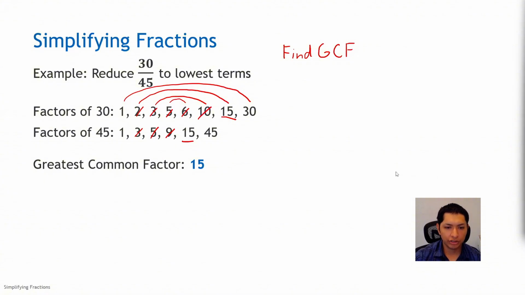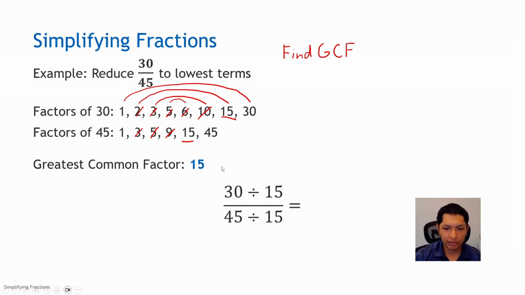So now that we found the greatest common factor, the next step is to divide both the numerator and the denominator by this number. So I divide 30 by 15 and 45 by 15, and that results in a fraction of 2 over 3. And this is the fraction 30 over 45 reduced to the lowest terms.